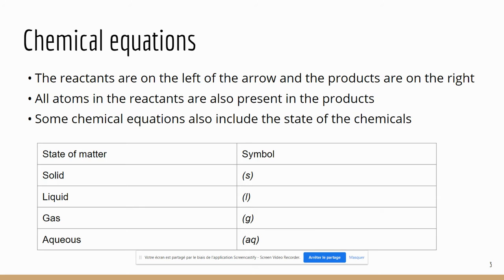Just some general terminology. On the left of the arrow are the reactants, and on the right of the arrow are the products. Everything that is present in the reactants must be present in the products, both in terms of what atoms and how many atoms. Some chemical equations, but not all, include the state of the chemicals. An S in parentheses means it is in a solid state. An L in parentheses means liquid. G is for gas. And aqueous, which means dissolved in water, is AQ.